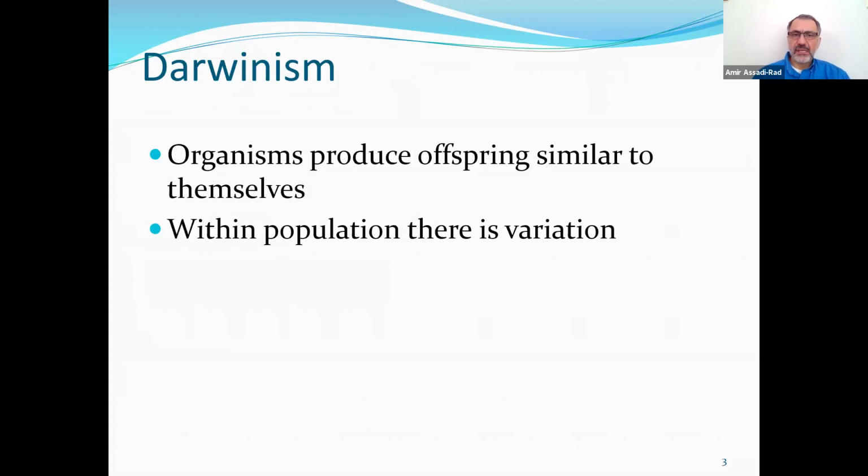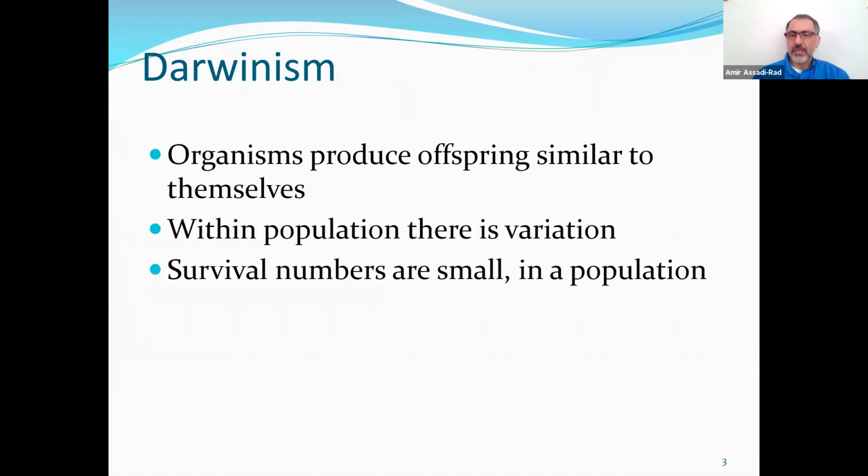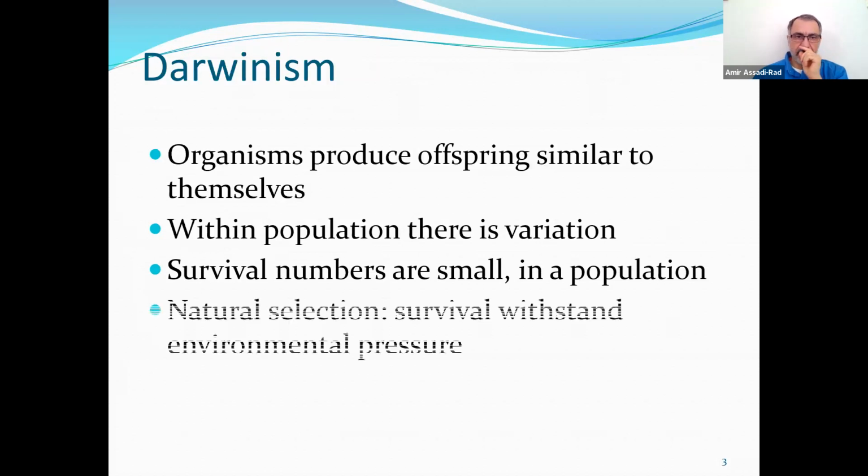So within a population, there is variation, and survival numbers are small in a population. Of all of the offspring that are produced, or the egg and sperm that are produced, the numbers that survive are very small. Okay, natural selection, survival, withstand environmental pressure. So what Darwin said, if a disease comes, if some kind of natural disaster, a predator, a disease, fires, flood, whatever comes, then those individuals that withstand that pressure can survive. And then of course, whatever it was, they transmit it to the next generation.